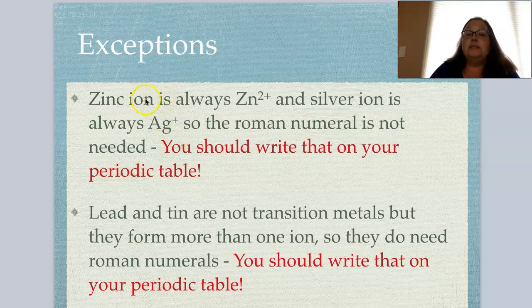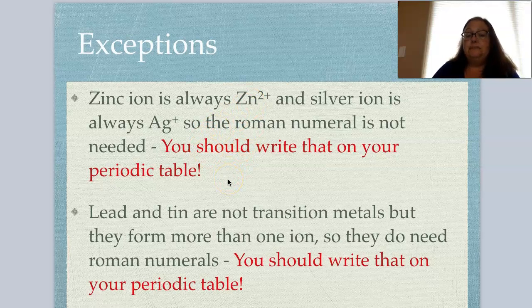There are a few exceptions. The zinc ion is always 2+, and the silver ion is always 1+, so you don't need to write the Roman numeral. You should make a note of that on your periodic table, maybe a little in the squares for zinc and silver, because when you see the name, you won't see a Roman numeral and you'll need to know what its charge is.